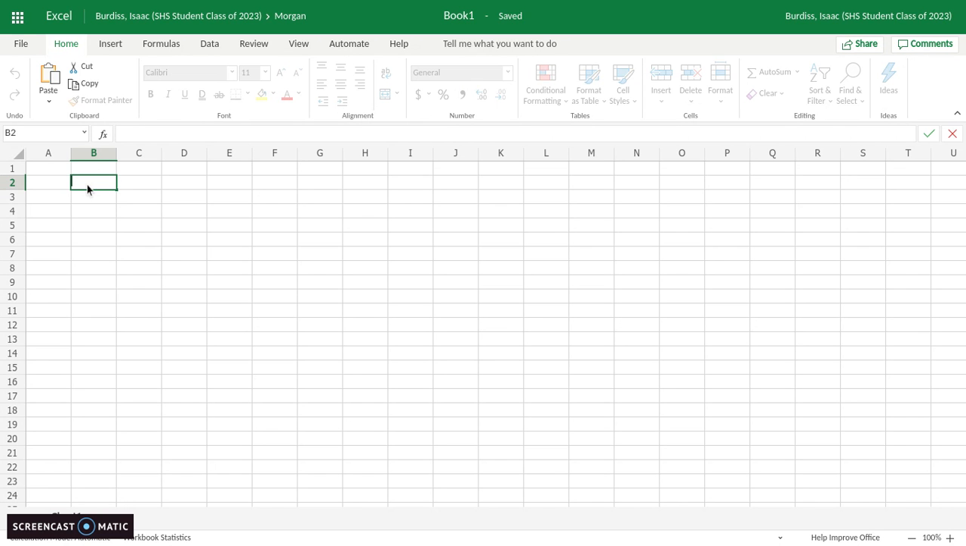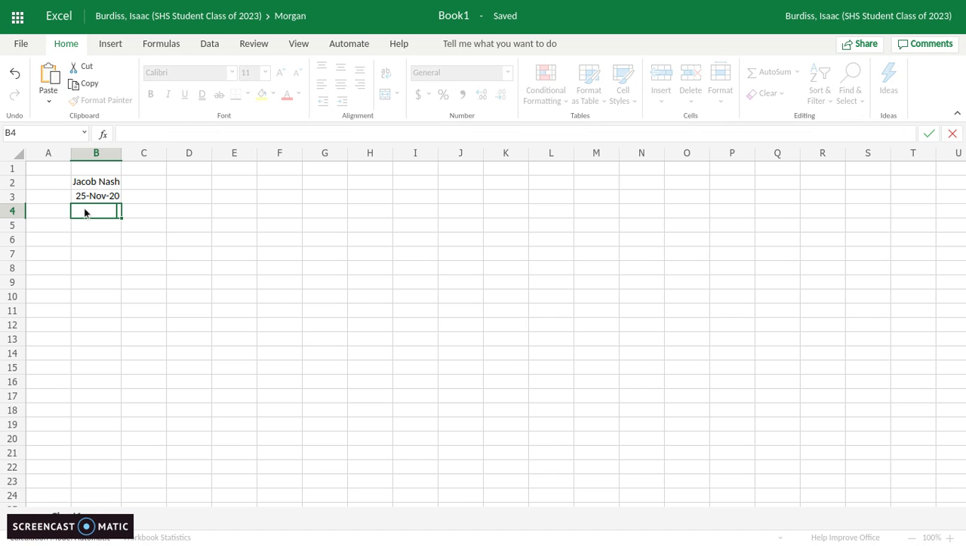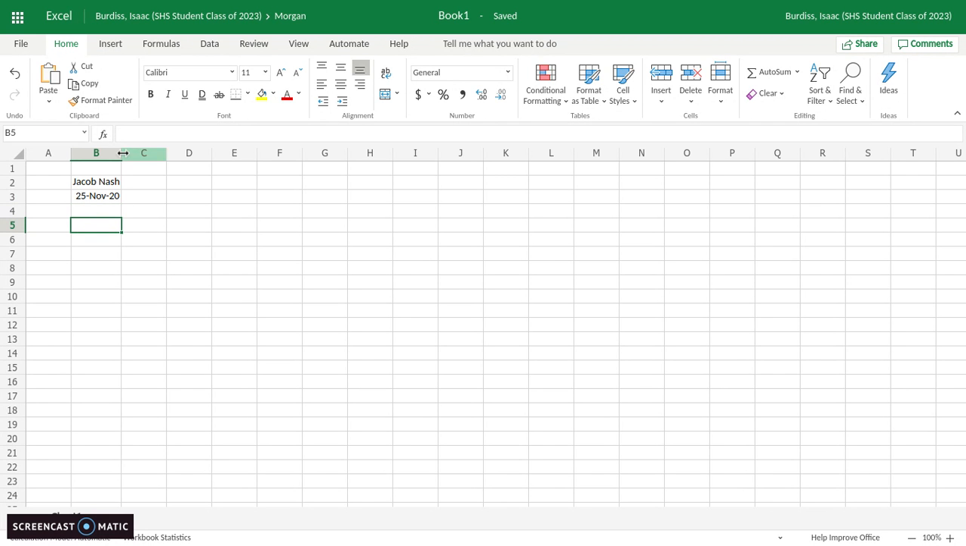So first, you may want to put your name in cell B2. Then in cell B3, you could put the date. And it just changes it to that automatically. Also, you're going to want to stretch out the B cells to maybe about this far.